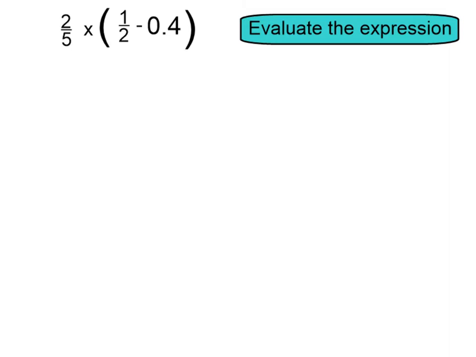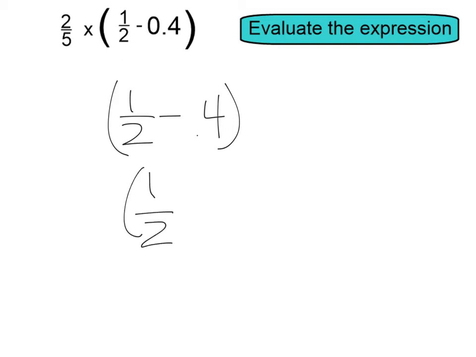Now the next couple problems we're going to evaluate, and evaluate just means to solve. So we're looking at 2/5 times, in parentheses, 1/2 minus 4/10. Well, because this is in parentheses, we have to do it first. We always have to follow our order of operations. So we have to do 1/2 minus 4/10. Well, that looks odd. I can't subtract a decimal from a fraction. So I either need to make them both fractions or make them both decimals. So I'm just going to leave 1/2, and I'm going to subtract 4/10 from it.